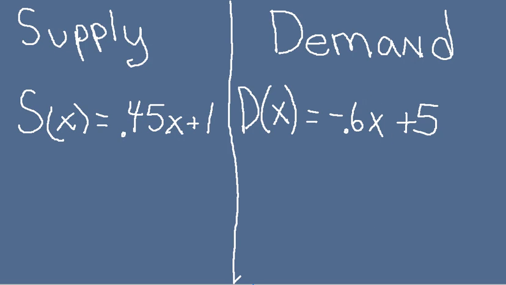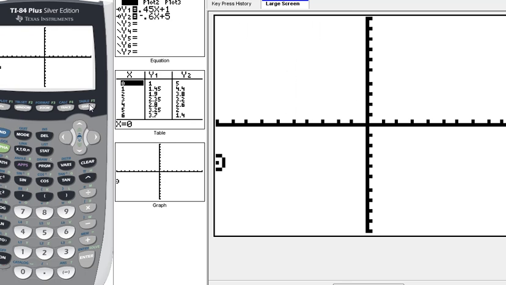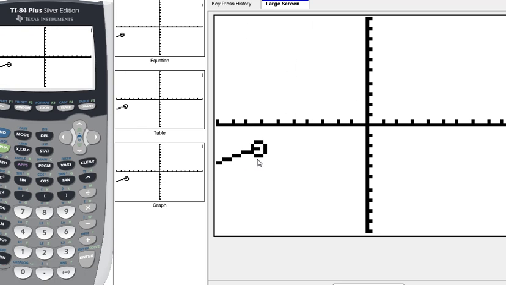So let's go to a grapher, and here we're going to just plug the functions 0.45x plus 1 and negative 0.6x plus 5 into your graphing calculator. Just plug it in, go to y equals here, and I'm going to hit graph. Notice what happens. Here's one function. This function will be your supply function. Remember, as the price increases, so does the supply.